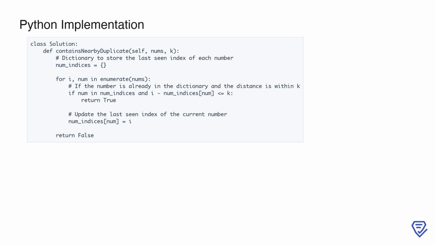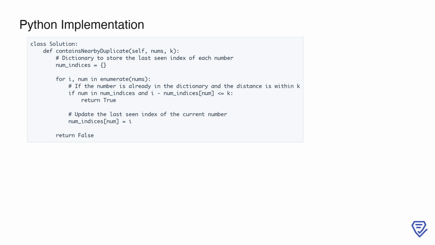If the number is not found in the dictionary or the index difference exceeds k, the function updates the dictionary by setting the current index i as the last seen index for the number. This ensures that the dictionary always holds the most recent index for each number. If the loop completes without finding any such pair of indices, the function returns false.